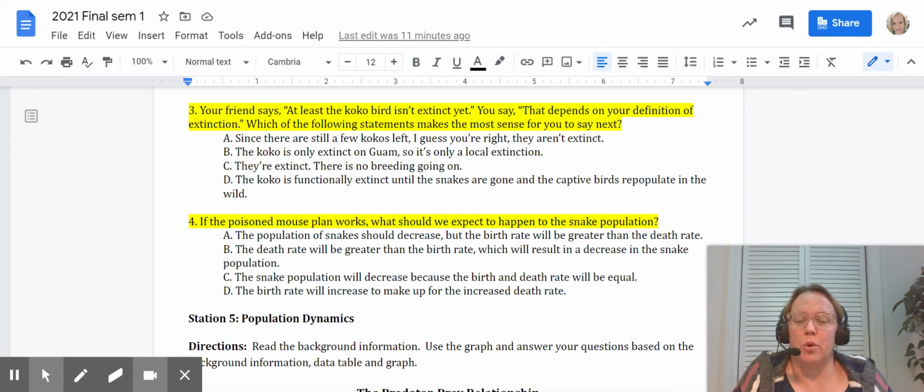Number 4. If the poison mouse plan works, what should we expect to happen to the snake population? A. The population of snakes should decrease, but the birth rate will be greater than the death rate. B. The death rate will be greater than the birth rate, which will result in a decrease in the snake population. C. The snake population will decrease because the birth rate and death rate will be equal. D. The birth rate will increase to make up for the increased death rate.